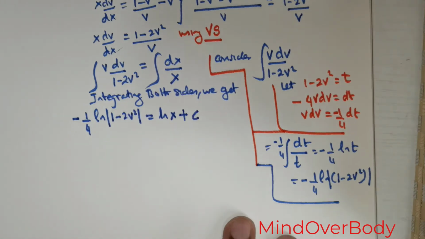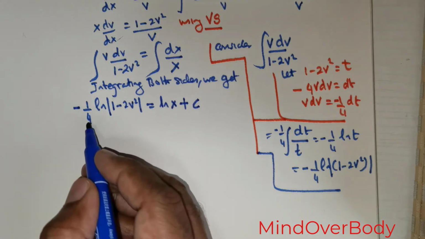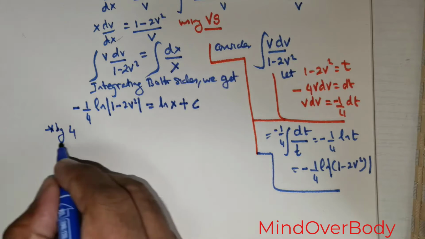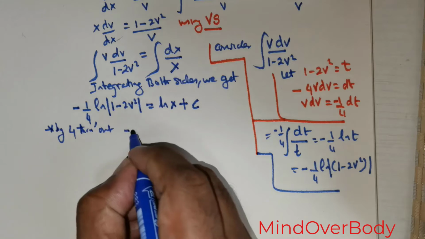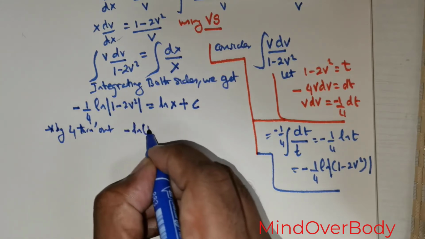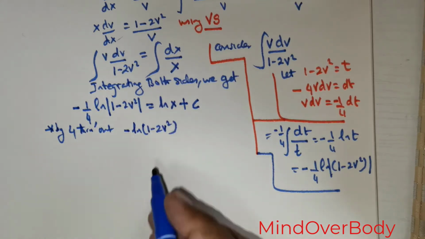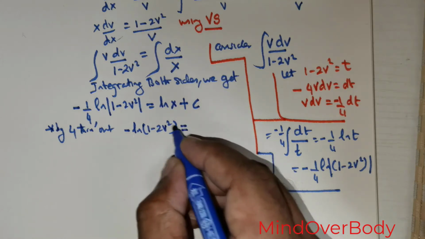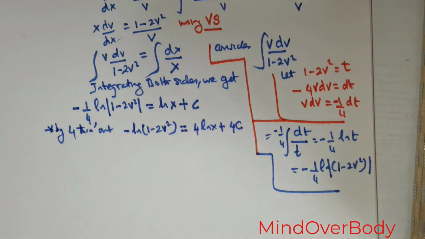Now what I wish to do is I would like to do some rearrangements. So that is very critical. So I will want to get rid of this 4. So to get rid of this 4 you will have to multiply by 4 throughout. Now if you were to do that, this is going to be negative ln of 1 minus 2v squared. You don't have to place the absolute value, but if you insist you can do that. It's nothing wrong. So this is going to be 4 times ln x plus 4 times c. So this is what you have got.